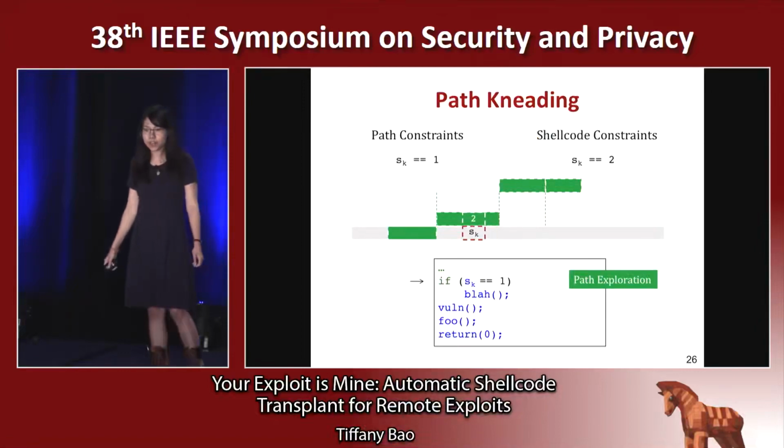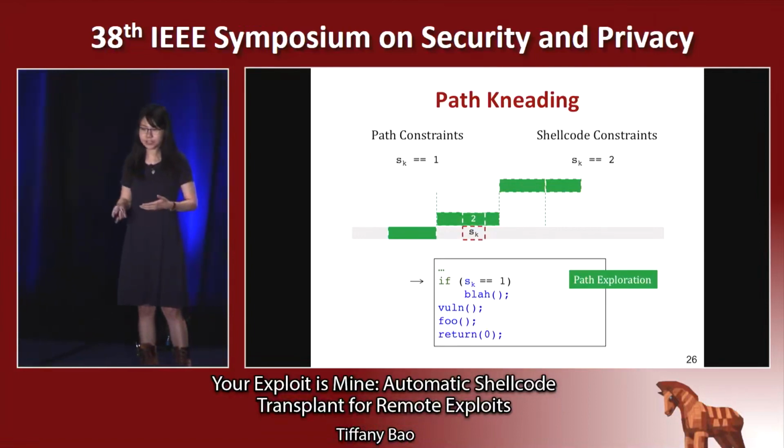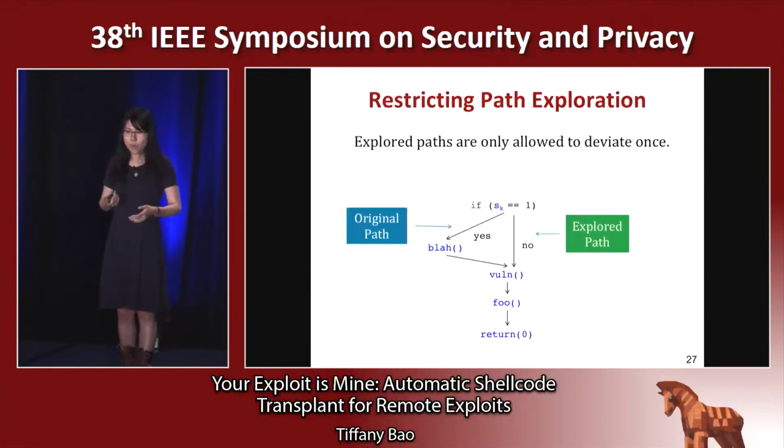Path knitting also starts with adding the shellcode instruction one by one. But the difference is that when there is no satisfiable solution after adding a particular instruction, we identify the conflict constraints using unsat core, and we find out the branch that introduces this conflict. And then we start path exploration starting from this path. When we do path exploration, we're restricted by requiring that all explored paths can only deviate once.